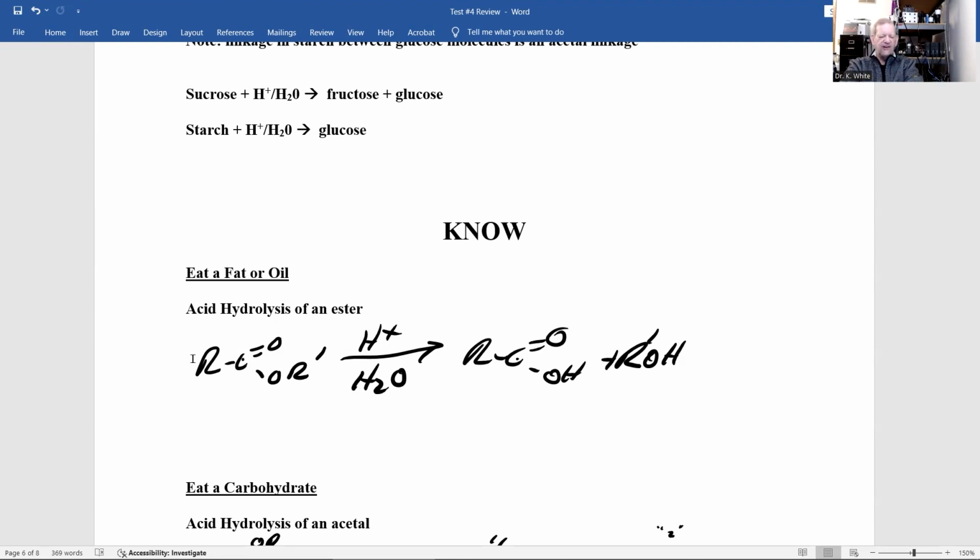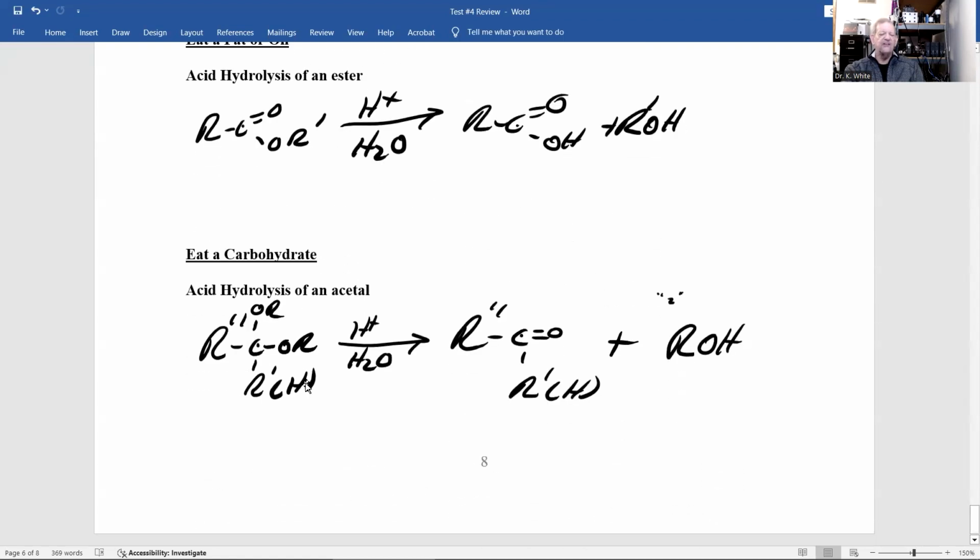And that's acid hydrolysis of an ester. And here's the general reaction. Next, leaving my class, you should know what happens in your stomach, mine too, when you eat a carbohydrate.